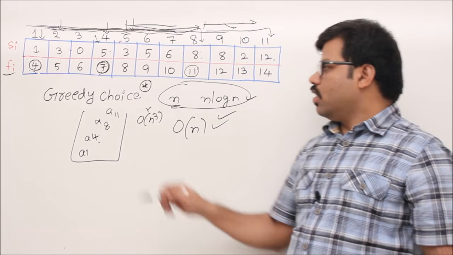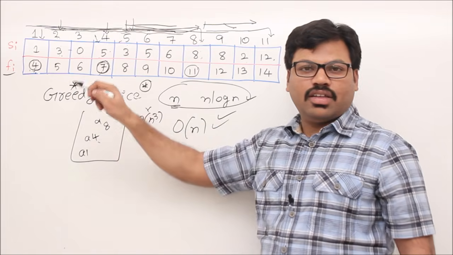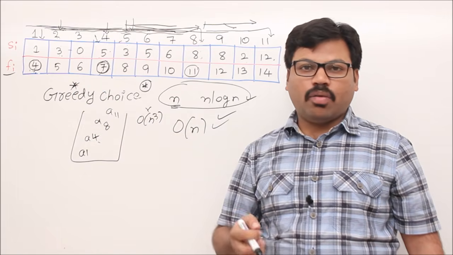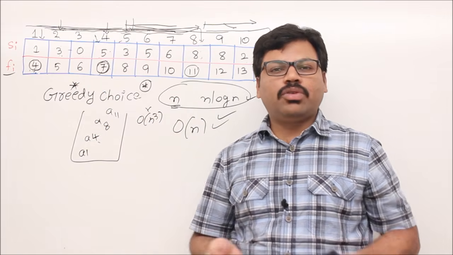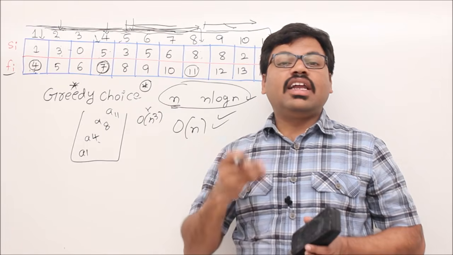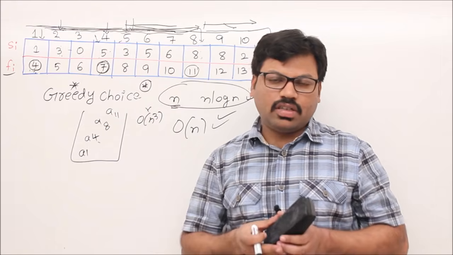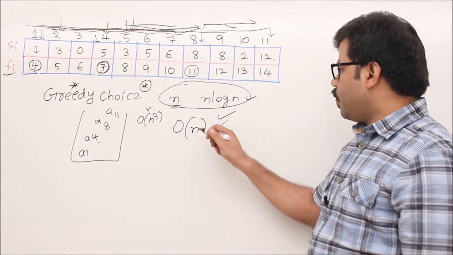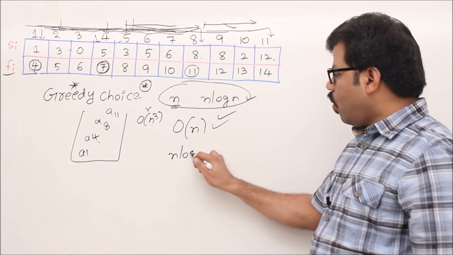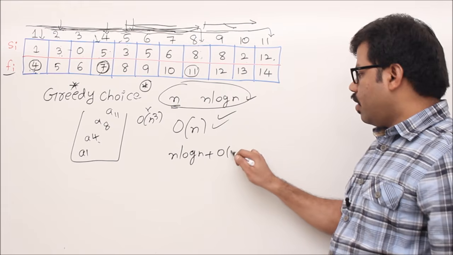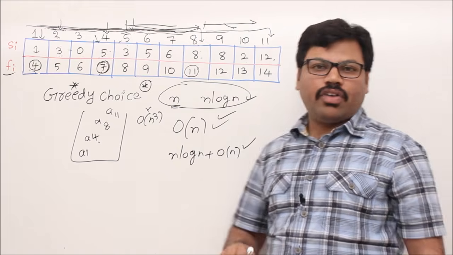Now we got it, since we have a greedy choice. That's why greedy choice won't work for every problem. Don't say, "Sir, I solve every problem using the greedy technique." It won't work. The greedy technique can be applicable only if the problem itself has a greedy choice. Otherwise we can't do it. So the time complexity will be n log n plus order of n, which is far better than order of n cube.